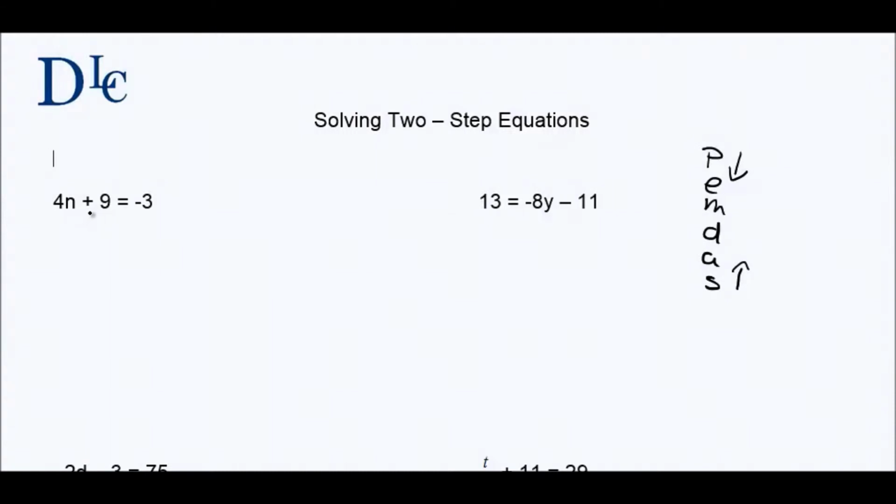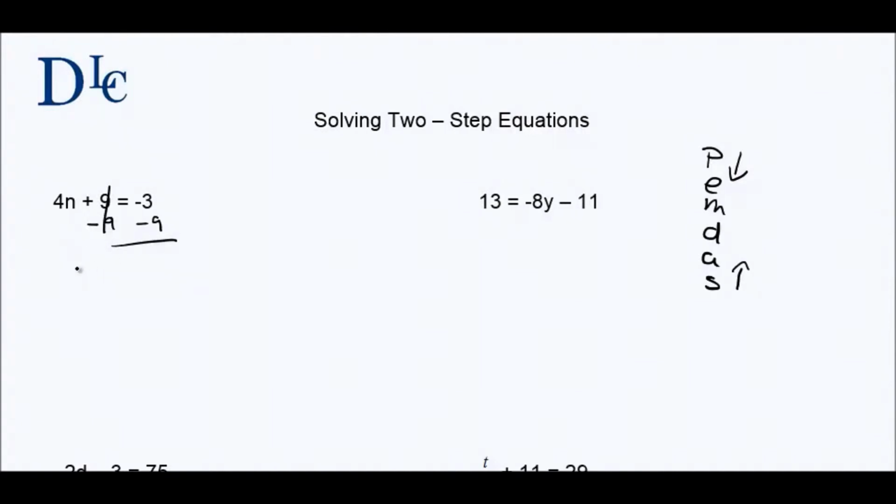So what we want to do first is eliminate the positive 9, and we do that by subtracting 9 from both sides. When you solve equations, what you do to one side, you have to do to the other so that it can remain balanced. An equation means you have something on the left equal to something on the right. You can't just subtract on the left and expect it to remain balanced. You have to also subtract on the right.